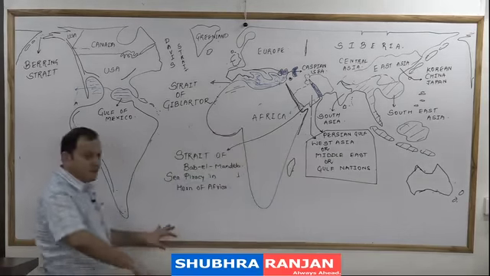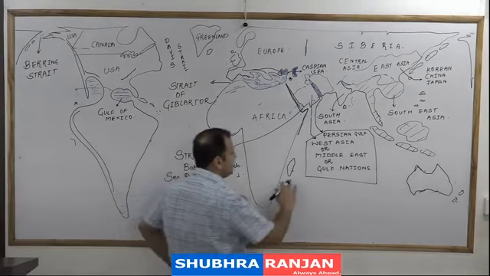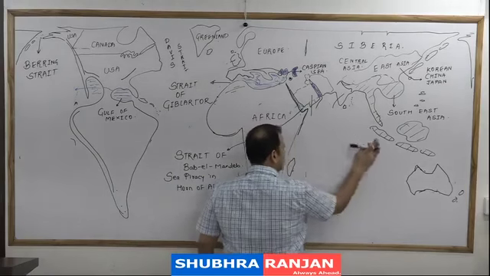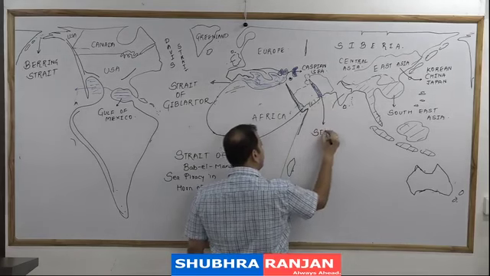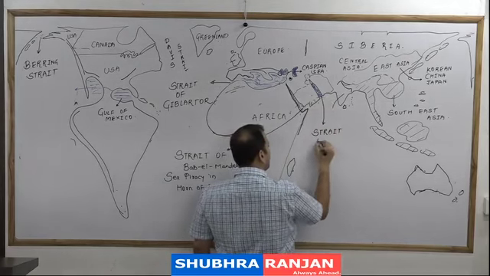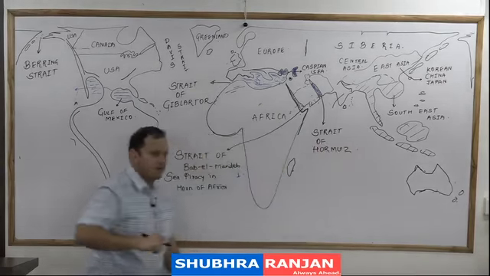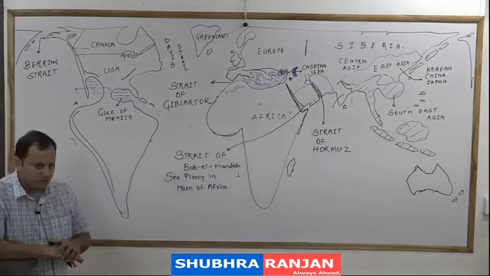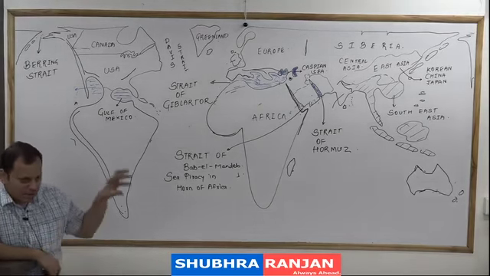So can I say the Strait of Bab al-Mandab separates Africa from Asia? The Strait of Bab al-Mandab separates Africa from Asia. Then the other important strait which we should know is the strait here, which is known as the Strait of Hormuz. The Strait of Hormuz, surrounding the Persian Gulf region.